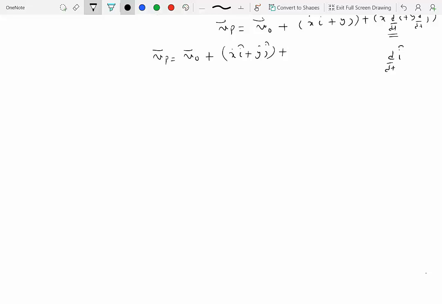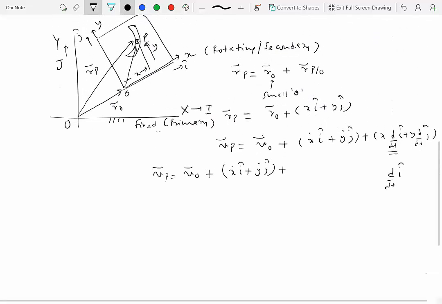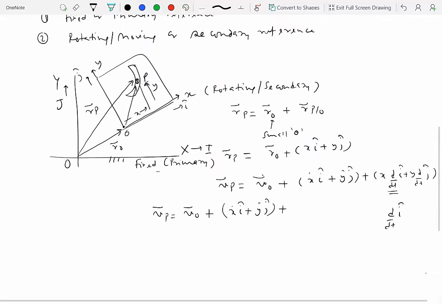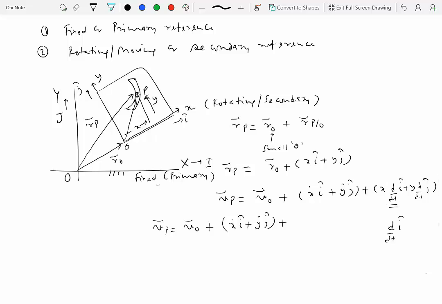So the first question is, is there a change in i hat as time changes? Well, it turns out it does, because this rigid body is allowed to rotate with some angular velocity, right? Which means that i hat is also rotating because i hat is attached to this rigid body. So this is a moving reference frame, also sometimes known as body reference frame, because this reference frame is attached to this particular rotating body. So d over dt of i hat is actually not 0, even though its magnitude is constant, but its direction is changing.